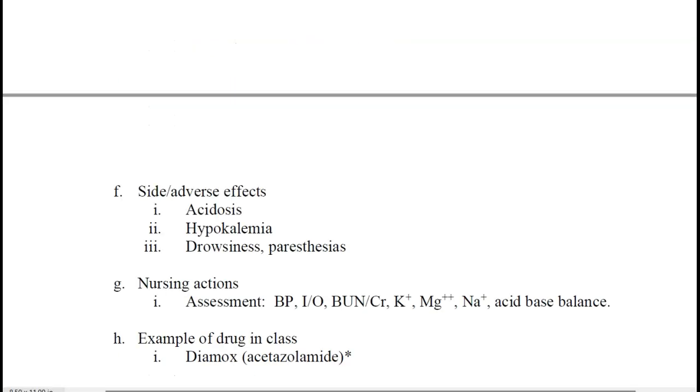Side effects or adverse effects include acidosis due to the decrease in circulating sodium bicarb and hydrogen availability, hypokalemia because of the increased excretion of sodium, potassium, bicarb, and water, and drowsiness and paresthesias. Some nursing actions include assessment of blood pressure, intake and output, BUN, creatinine, and your electrolytes, which include your potassium, magnesium, sodium, and your acid-base balance or your blood gases. An example of a drug in this class is acetazolamide or Diamox.